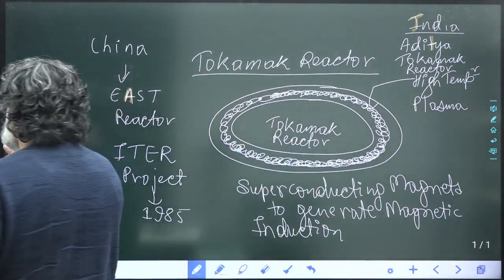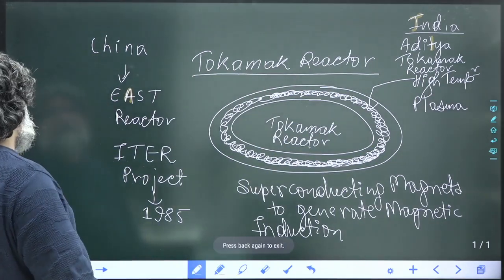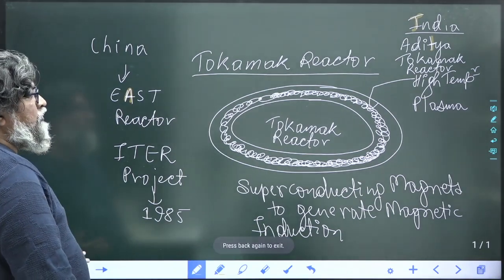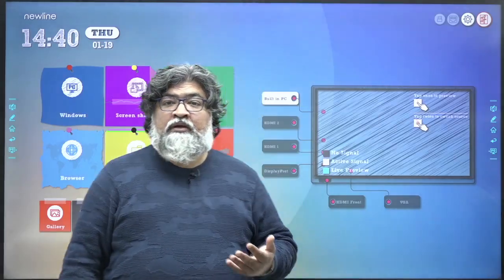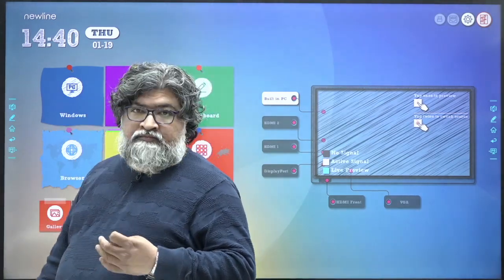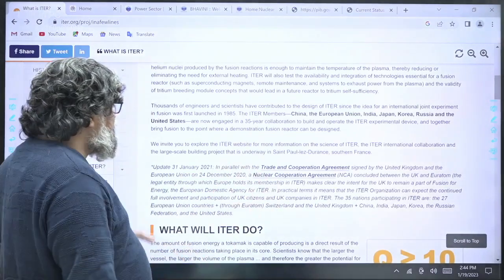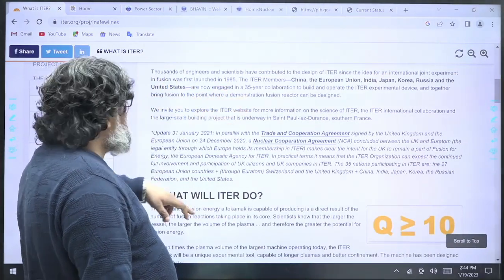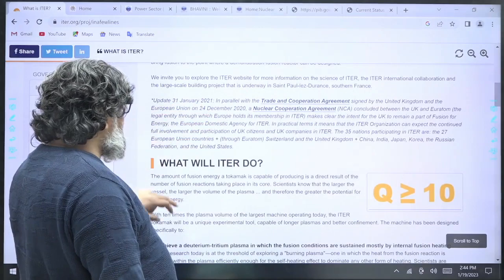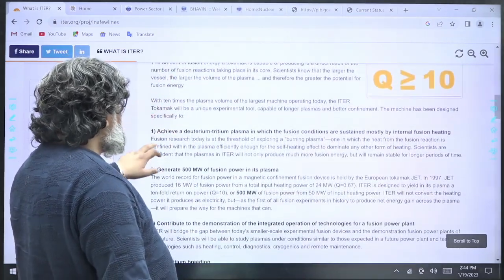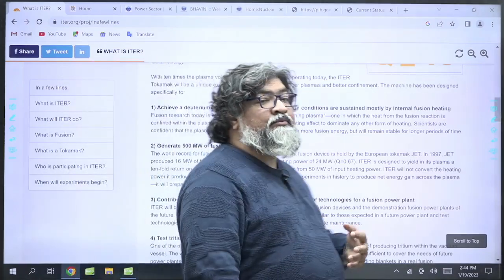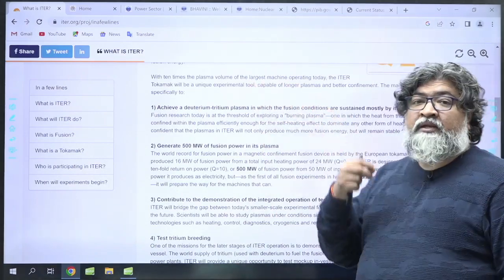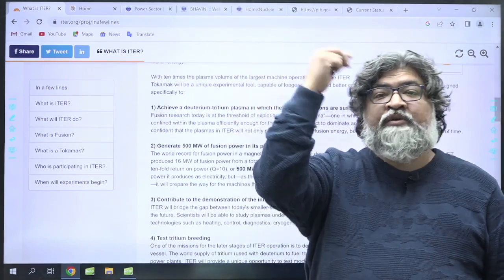So in this context, let's look into that particular project, another aspect of it. I'm now getting back here. Right, let's look at it. What is mentioned here? That thousands of engineers have been working since 1985, 35 years of collaboration, and there has been a nuclear cooperation agreement and all this. Now, the amount of fusion power, see what they are going to have? They are going to generate 10 times more plasma volume than any tokamak machine all over the world.